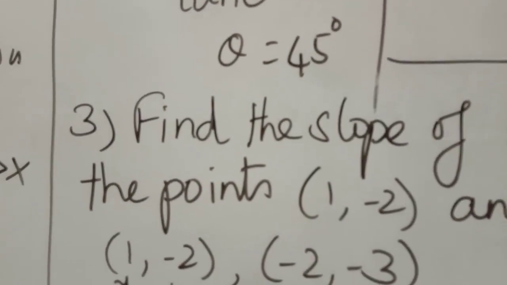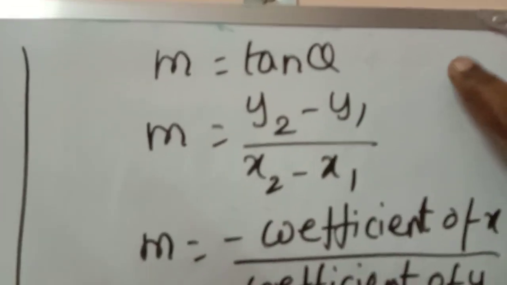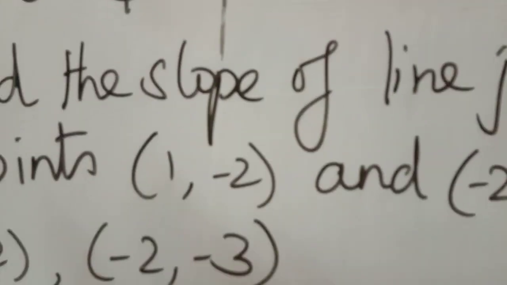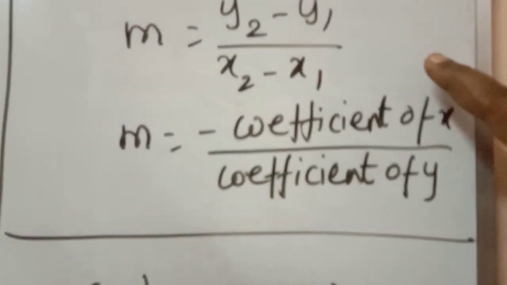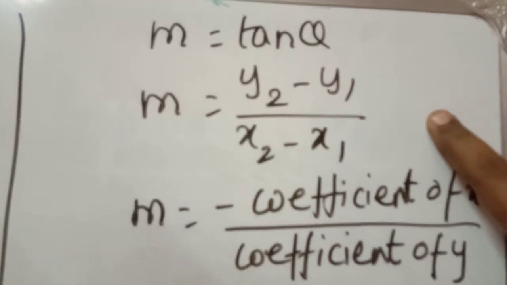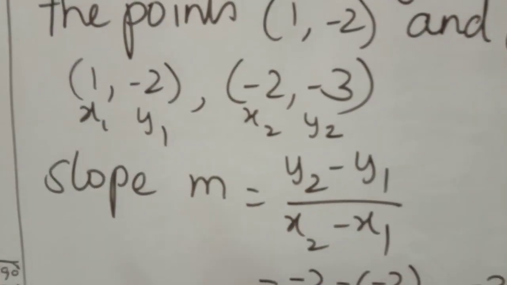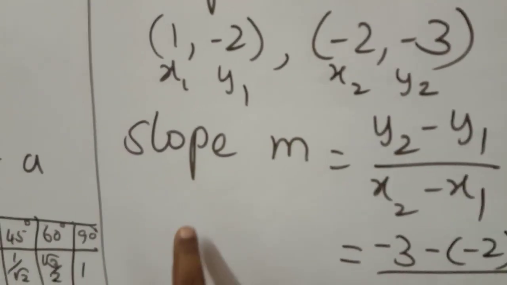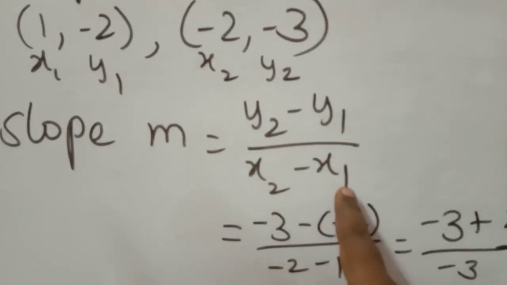What is the difference between these two questions? In this question, inclination theta is given, so we use slope equal to tan theta. In this question, two points are given. If two points are given, slope m is equal to y2 minus y1 by x2 minus x1. First write it like this, and then substitute, and you won't make any mistake.